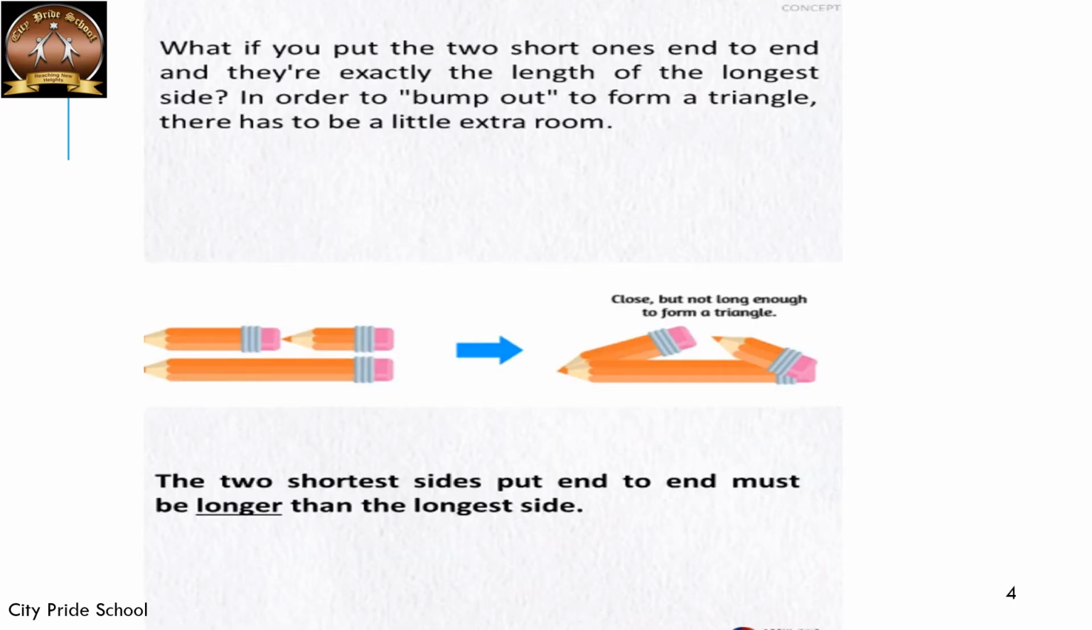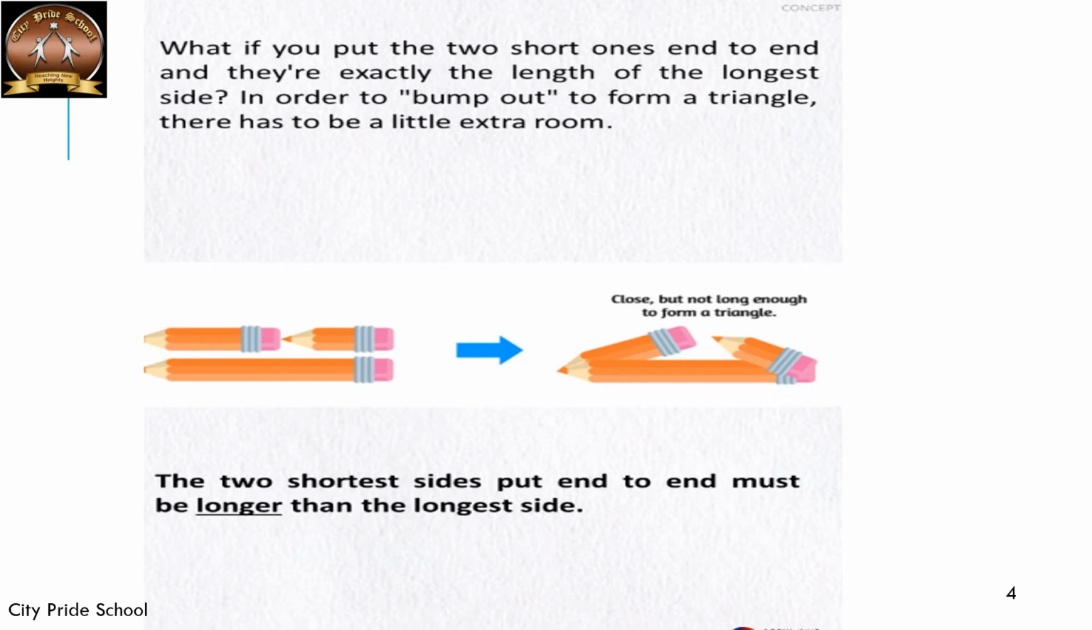Okay, children, now we'll see what will happen if the sum of the lengths of two sides of a triangle is equal to the remaining third side. So let's have a look. What if you put the two short ones end to end and they are exactly the length of the longest side? In order to bump out to form a triangle, there has to be a little extra room. Means what? If you observe this figure neatly, you can see that they won't form a triangle, right?